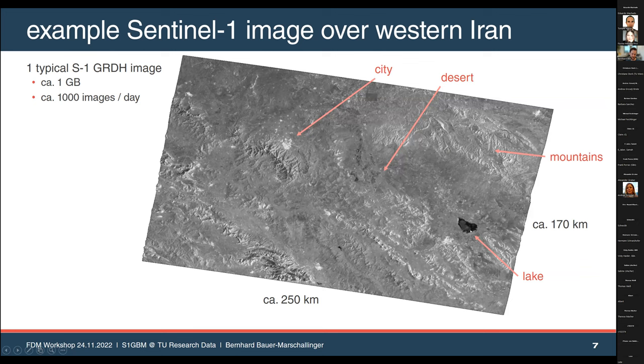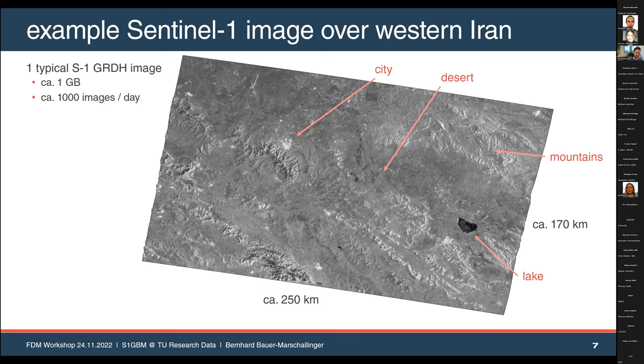An image from the Sentinel-1, which will be our data we publish with this big data deposit at the TU Wien Research Data, is coming from these images. So they have about 250 by 170 kilometers in extent. And this is about 1 gigabyte. Such an image has the volume of 1 gigabyte.